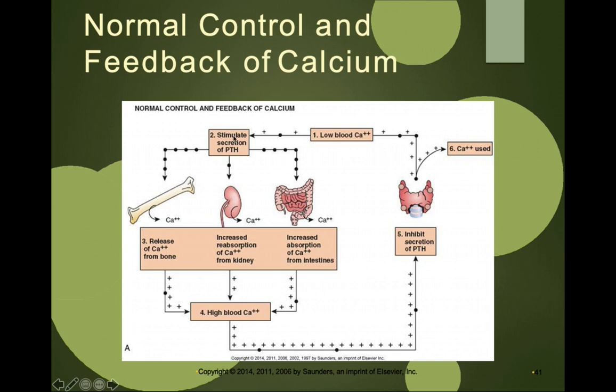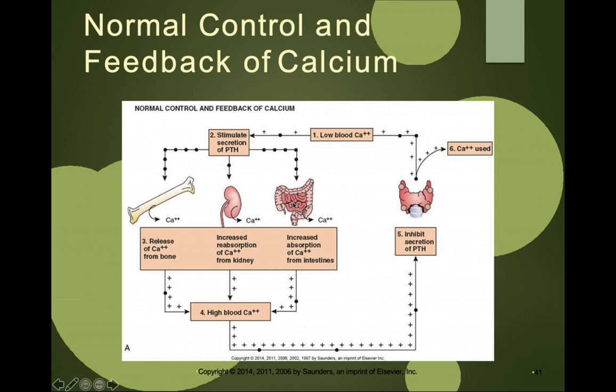Okay, so how is it going to do that? It's going to use three different methods. It's going to use the bones, the kidneys, and the GI tract. It's going to use the bones by increasing or stimulating the osteoclasts to release calcium from the bone, which increases the blood calcium level. It will tell the kidneys, hey, we don't want you releasing calcium in the nephron. We want you to retain that.